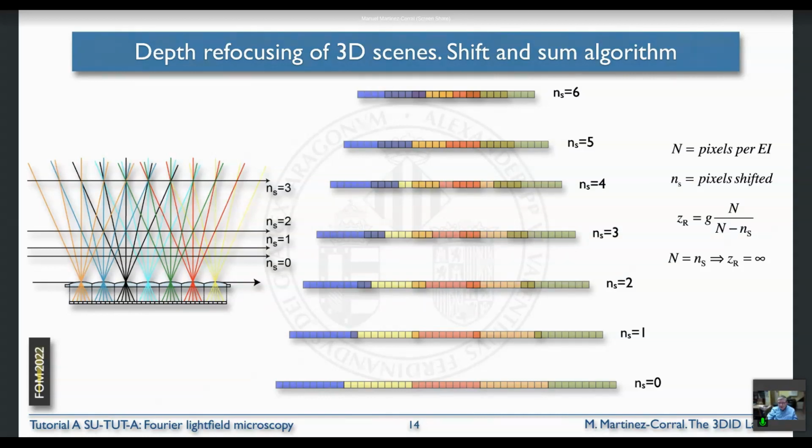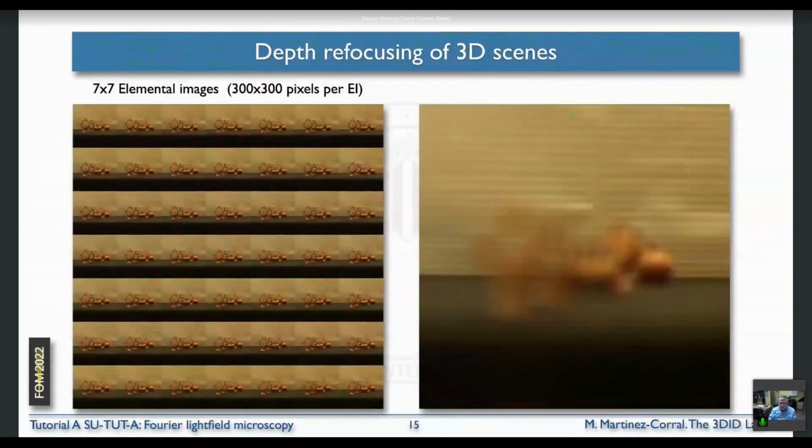Okay, so this is an example. Here I had 7 by 7, and then I started to collapse all the elemental images towards the central one, 1 pixel, 2 pixels, 3 pixels, and so on. And finally, to sum. Summing is equivalent to making the integration we did in the algorithm, and this is what we obtained.